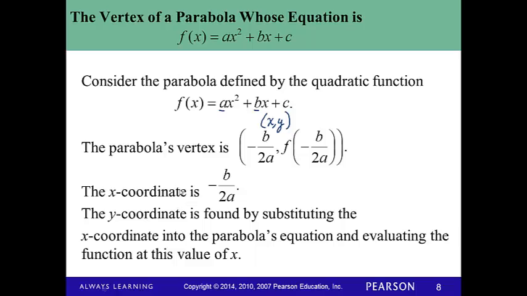Then once you have it, you take this answer, and you plug it back into your function to get your y coordinate. So the y-coordinate is found by substituting the x-coordinate into the parabola's equation and evaluating the function at this value of x.